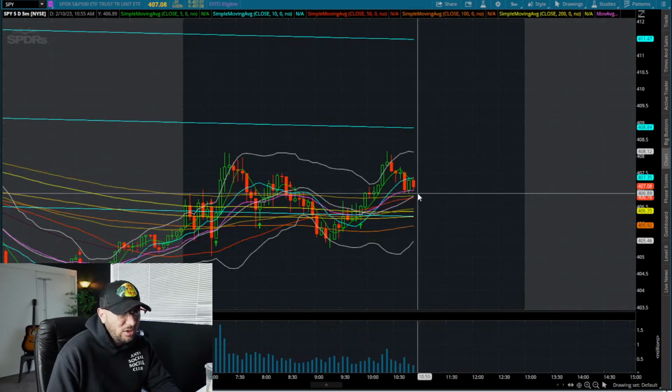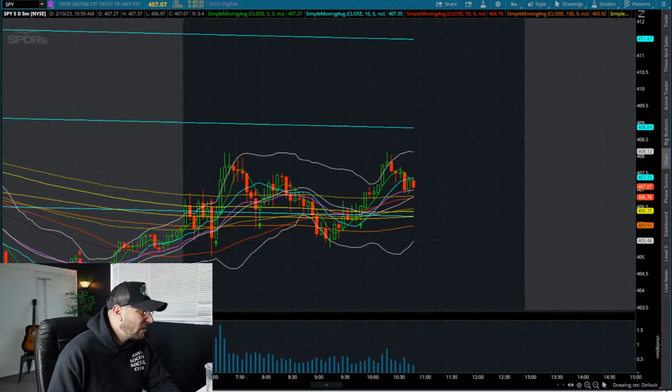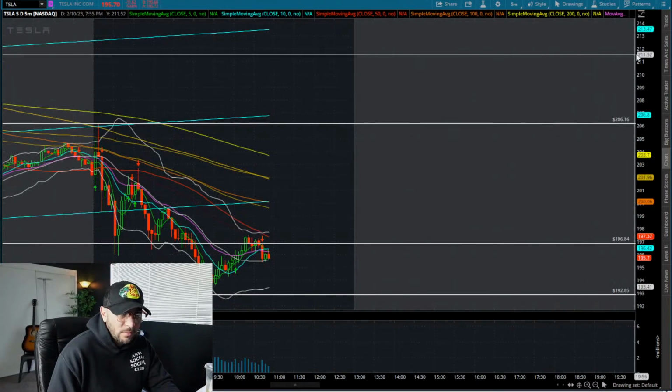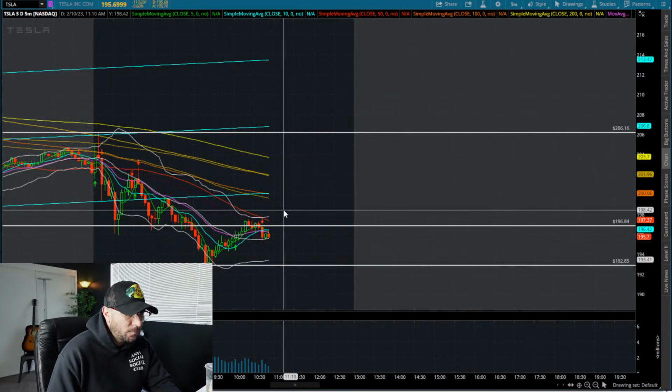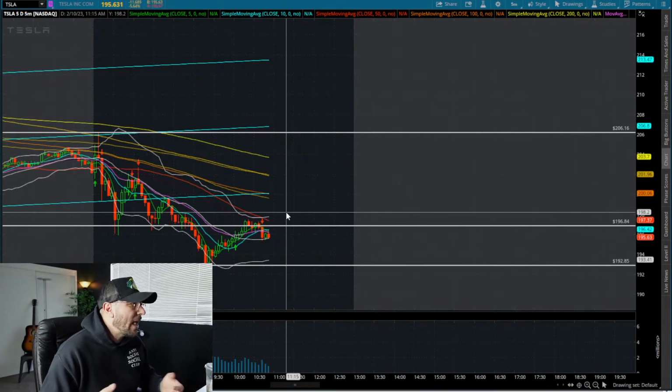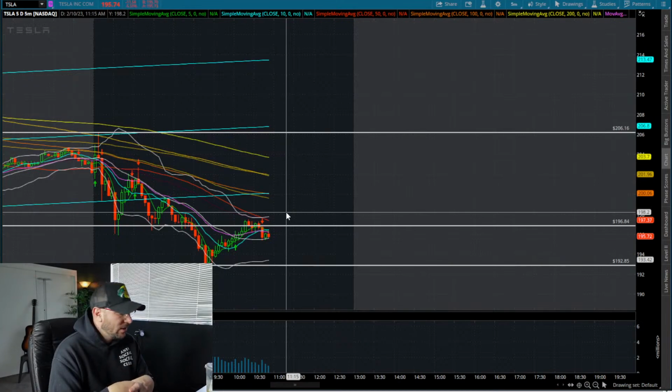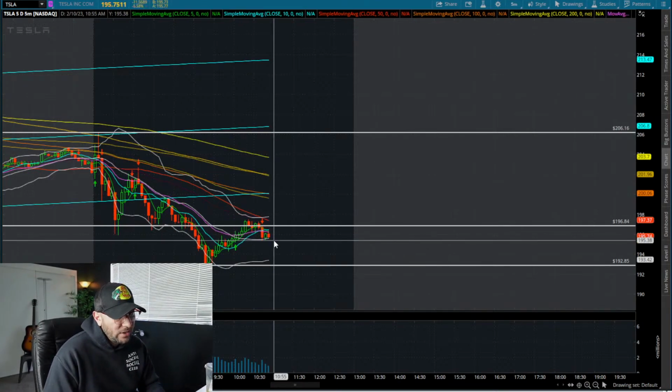Again, this is just a little bit of a pullback here on the SPY. You would have to play some particular stocks more depending on what they're doing, right? So just because the SPY has some support doesn't necessarily mean that there's not a potential short play here on Tesla. It's definitely what you're going to want to look at here.